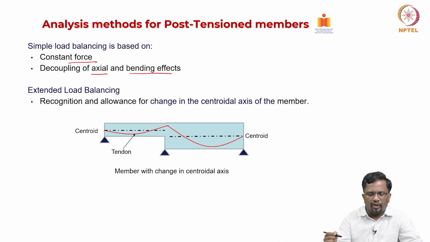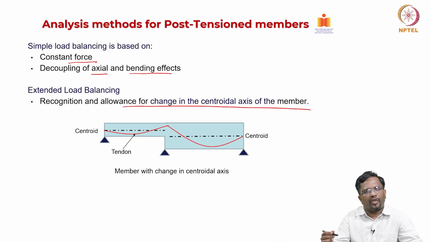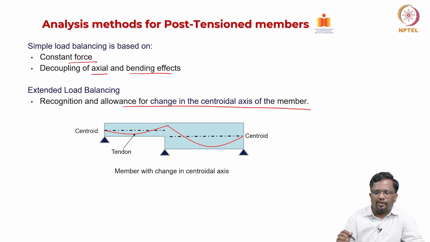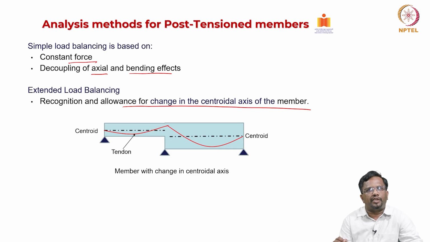Now, extended load balancing allows for the change in the centroidal axis of the member, right. For example, when you have a PT flat slab, you know that in the slab regions where you have a drop panel, the CG of the section will change, right. So, you can use extended load balancing to capture the change in the centroidal axis of the member. Basically, it is an extension of the load balancing concept proposed by T.Y. Lin.